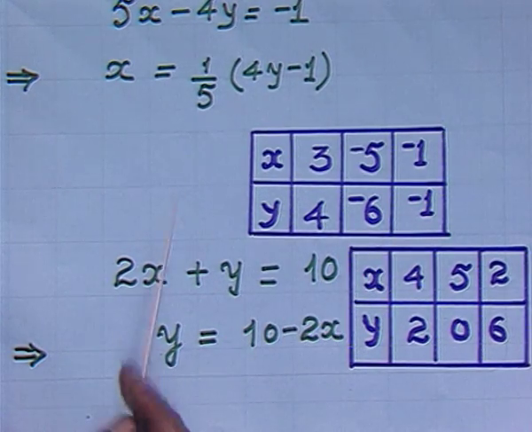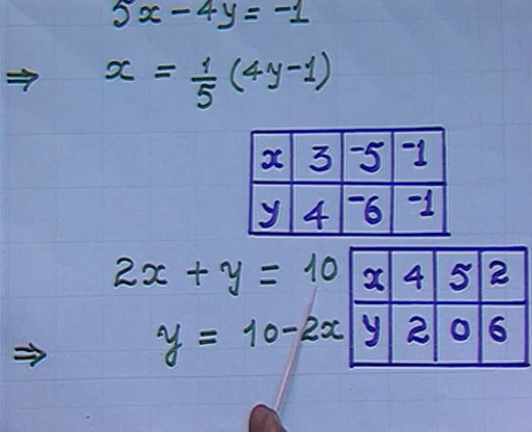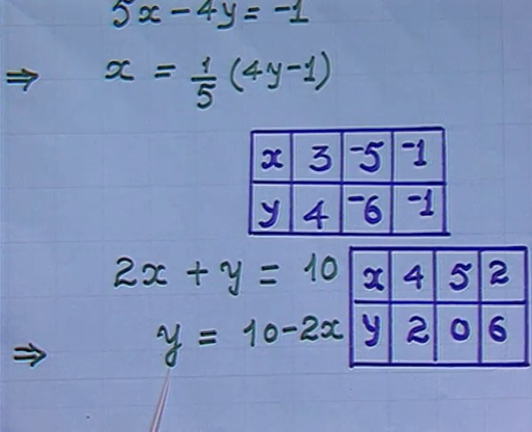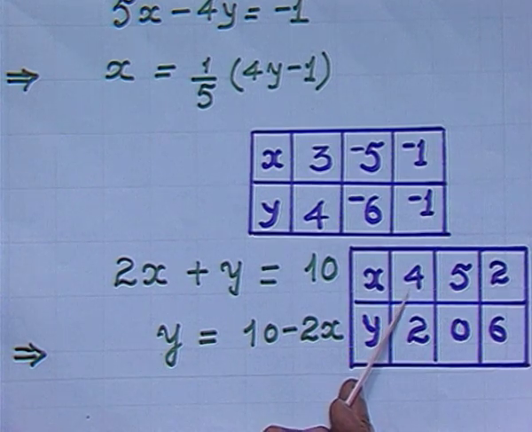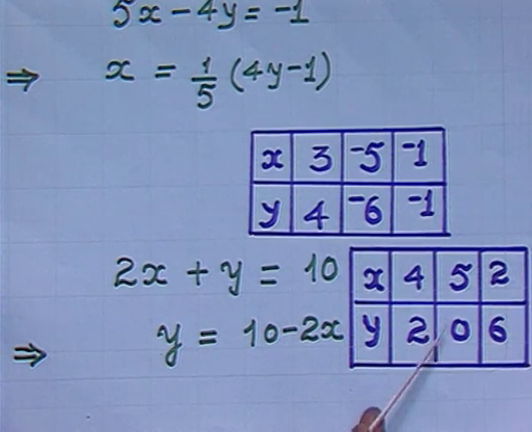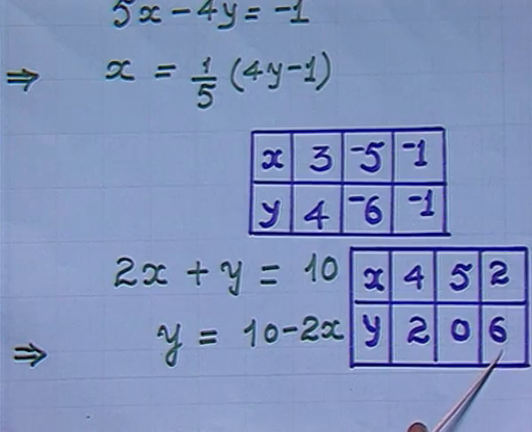And for the second equation, 2x plus y equals 10, I have made y the subject. Now this has been done purposely, because if I make y the subject, I am avoiding fractions. So whenever you have equations, always see that when you are transforming it into either x or y, if possible, the fractions are avoided. So for these, the ordered pairs are 4, 2, 5, 0, 2 and 6.